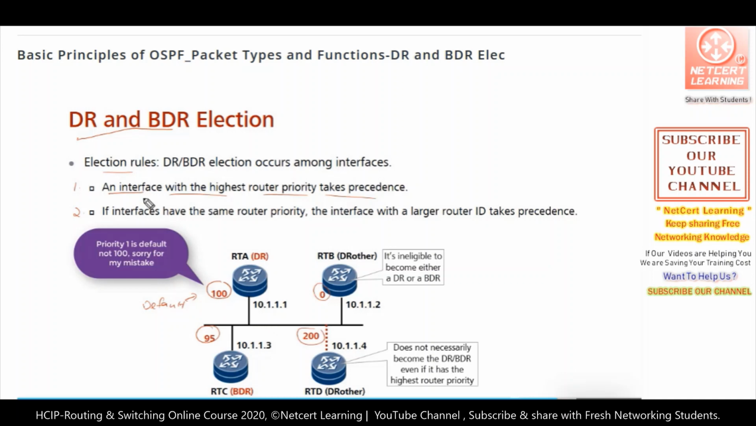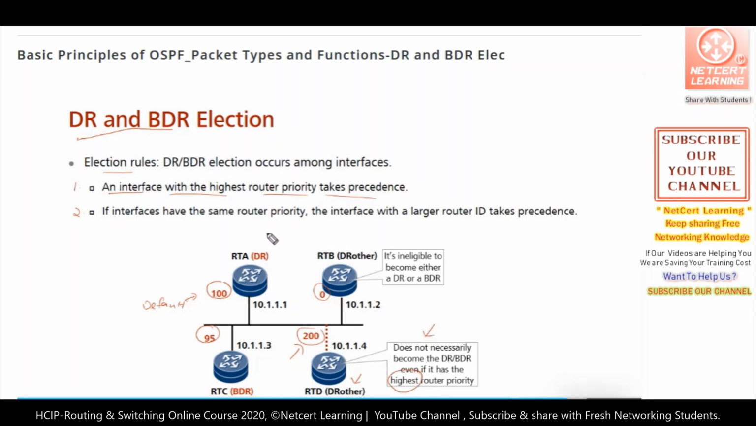Now, priority of 100 is the default. Based on the first rule, the highest router priority takes precedence. The router with priority 200 should become a DR, but in reality, router D is a DR others. So how can we reconcile this with the above statement? Well, remember, router D, even though it has the highest priority, does not necessarily become a DR or BDR even if it has the highest router priority.